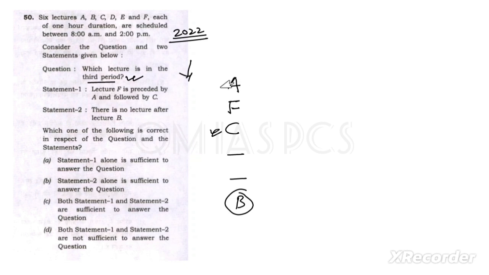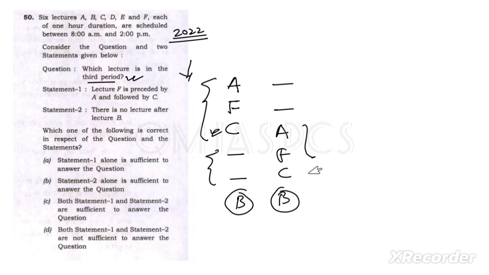Because it is given that A is here, it is our representation of A, F and C. But it is given that A is the first lecture, no? So our second representation can be like this: first one is blank, about this one we don't know, second one about this one we don't know. Then next will be A, F and C. About B it is given that after B there will be no lectures, so this can be the order.